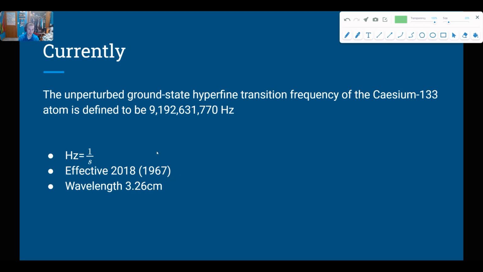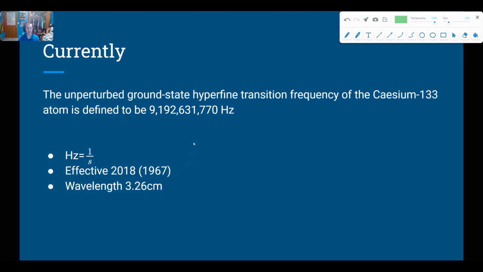This definition was accepted in 1967, and there have been minor wording changes ever since then. These wording changes are related to questions like: do you account for gravitational effects? Do you assume that the cesium atom is at absolute zero? Lots of high-level technical stuff that is a discussion for another day.